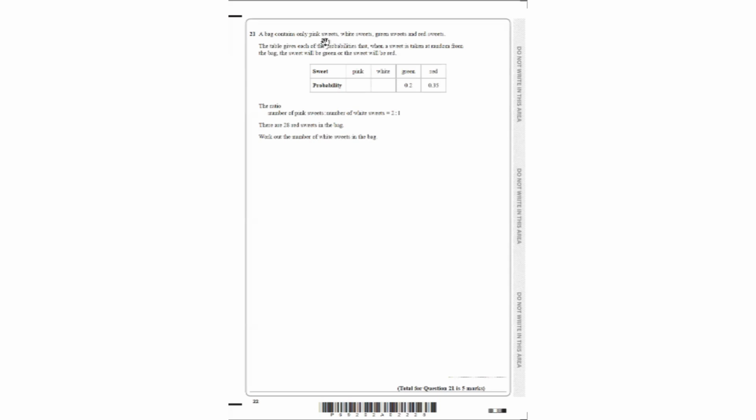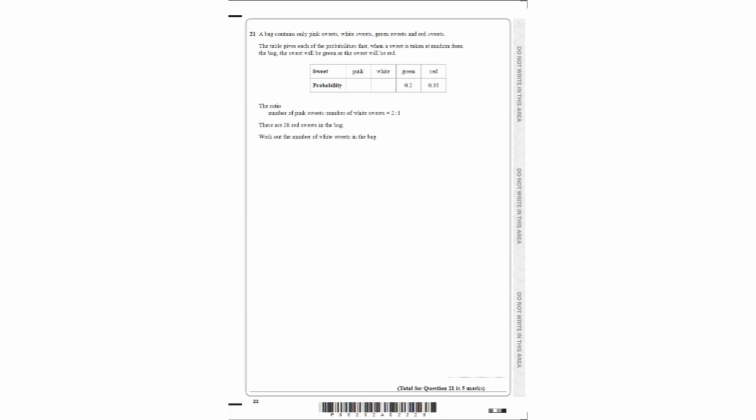Question 21 says a bag contains only pink sweets, white sweets, green sweets, and red sweets. The table gives each of the probabilities that when a sweet is taken at random from the bag, the sweet will be green or the sweet will be red. The ratio of the number of pink sweets to the number of white sweets is 2:1. There are 28 red sweets in the bag. Work out the number of white sweets in the bag.